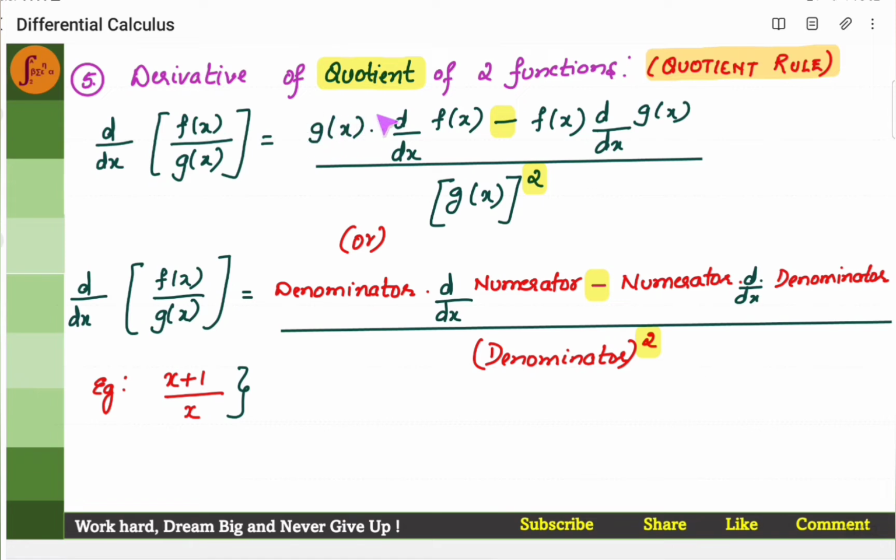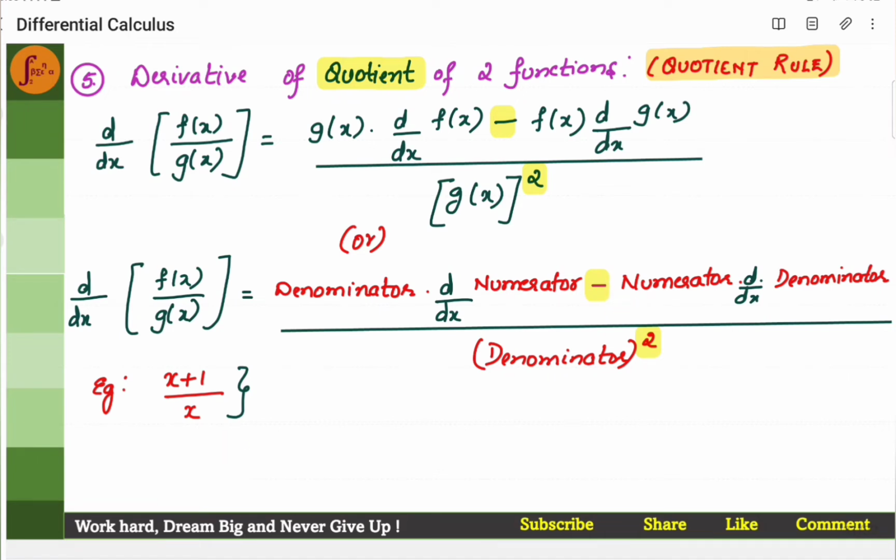Take the denominator function multiplied with the derivative of the numerator function, subtract. Always remember, it's a minus sign over here. And then you take the numerator function multiplied with the derivative of the denominator function and divide by denominator to the power 2, denominator square. Alternatively, you can remember it like this, because f of x, g of x can get confusing: denominator into derivative of numerator minus numerator into derivative of denominator by denominator square. In the product rule, you'll have addition. In the quotient rule, you'll have subtraction.